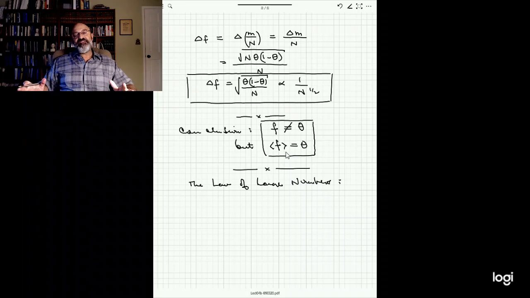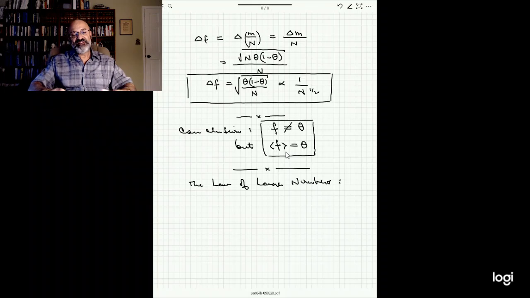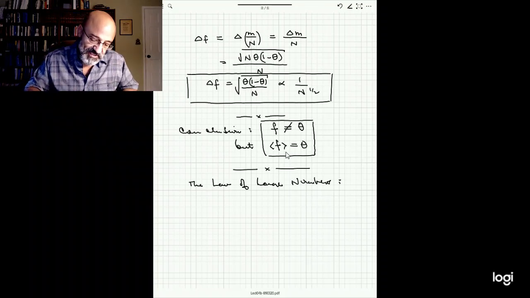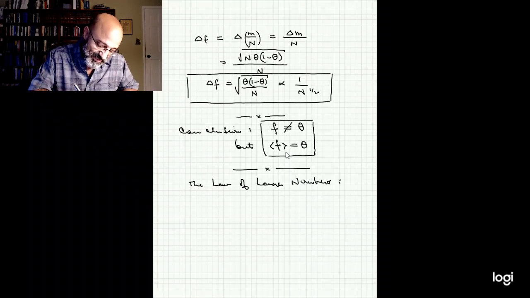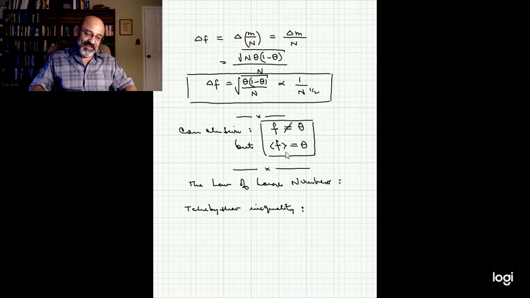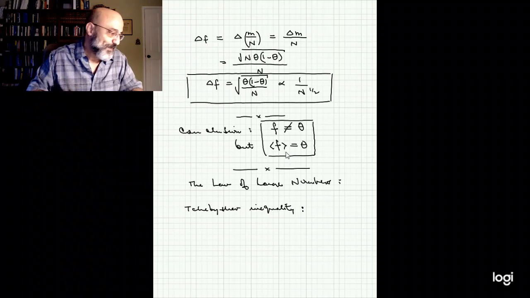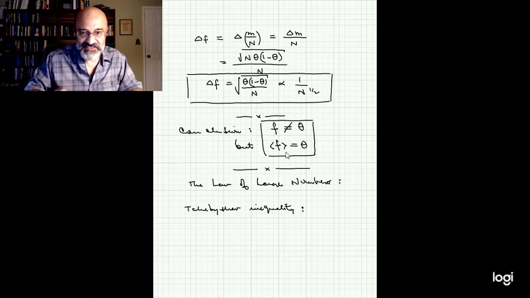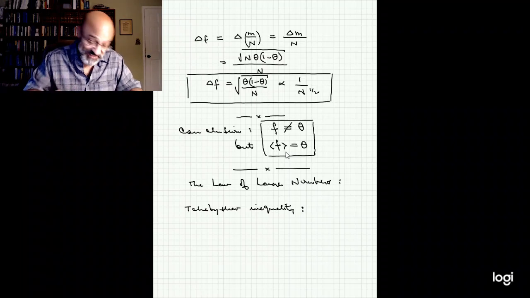In such a way that we can apply it to not just binomial distributions, but more generally. And so it goes like this. We start by introducing what is called the Chebyshev inequality. The inequality works like this. It's actually extremely elegant, and it goes like this.